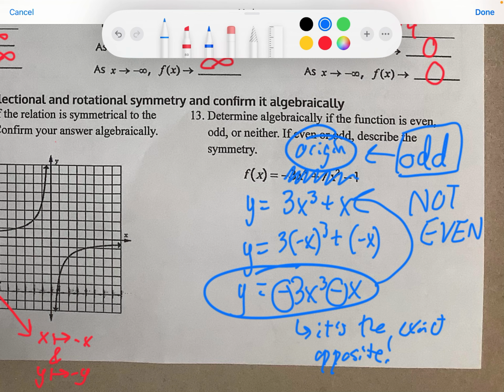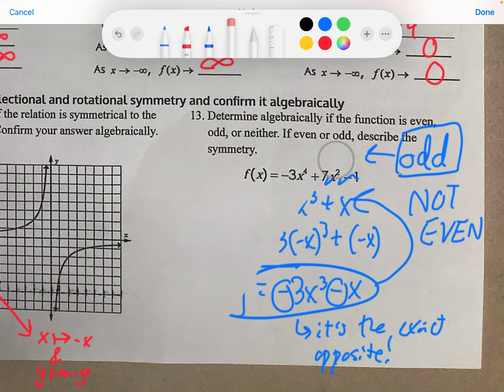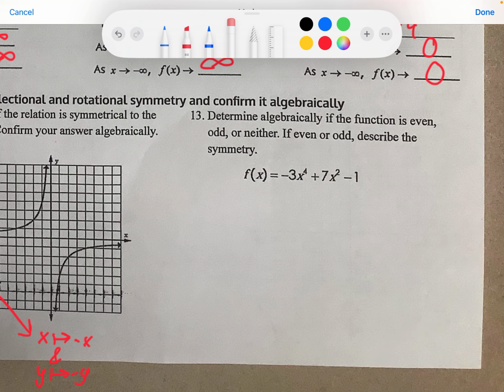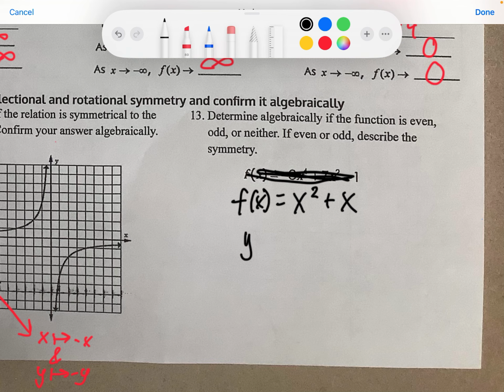You could also have it be neither. And I'll just show you that example. If you want it to be neither, then say we have f of x equals x squared plus x. Well, we'll plug in negative x to that. So do f of negative x. That is replacing x with negative x.